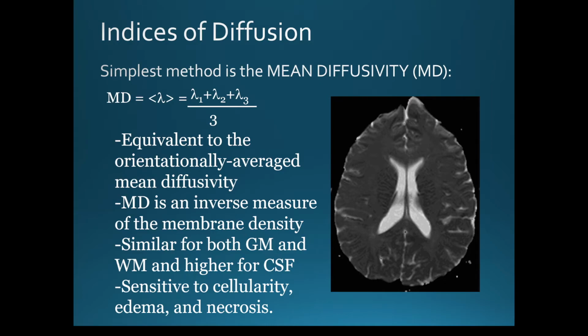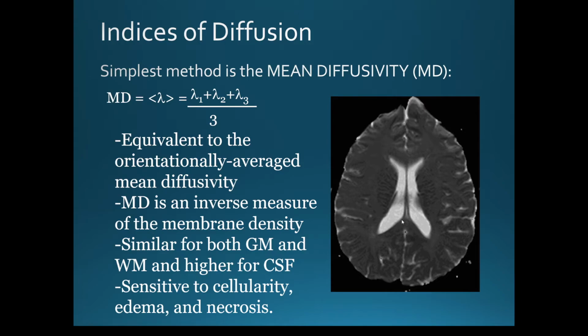This is an inverse measure of the membrane density, meaning in cerebrospinal fluid, out in the fluid, in the water, there's really nothing restricting movement, so we get a high intensity that's brighter because water's going as far as it can go in this given time. There's nothing impeding its movement.